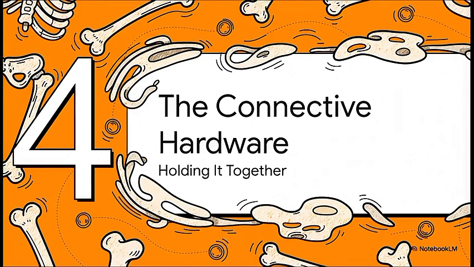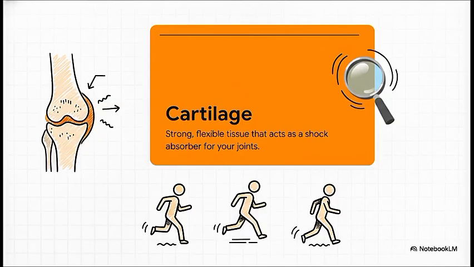Let's move into our final area, Section 4, the connective hardware. First up in our connective hardware toolkit is cartilage. Cartilage is this remarkably strong, flexible tissue. Clinically speaking, its absolute most critical job is to act as a shock absorber for your joints. Every time you jump, run, or honestly just walk down the street, your cartilage takes the brunt of that impact so your rigid bones don't just grind together and get damaged. It is absolutely essential for your long-term mobility.